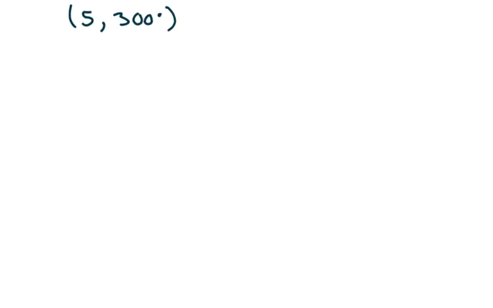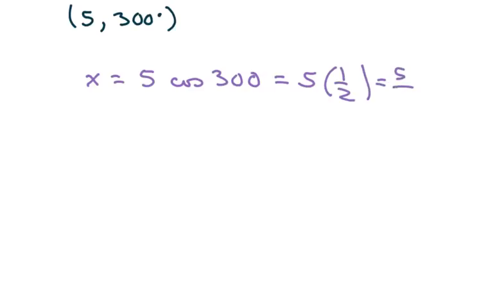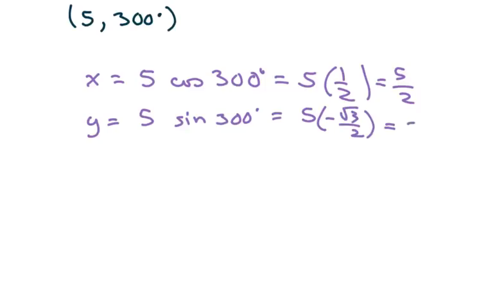We have three more. We have x equals 5 times cosine of 300 degrees, which equals 5 times 1/2, which equals 5/2. And y equals 5 times sine of 300 degrees, these are degrees, which equals 5 times negative square root of 3 over 2, which equals negative 5 square root of 3 over 2. So my rectangular coordinates are 5 over 2 and negative 5 square root of 3 over 2.